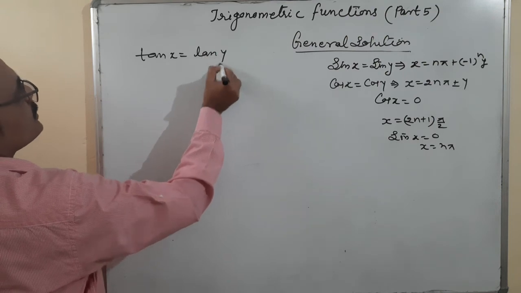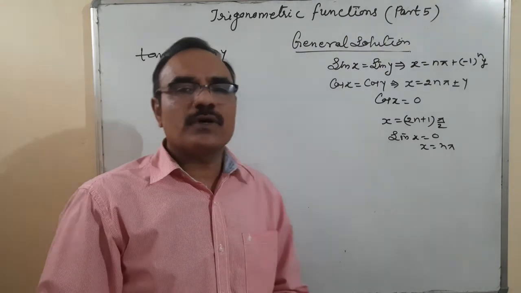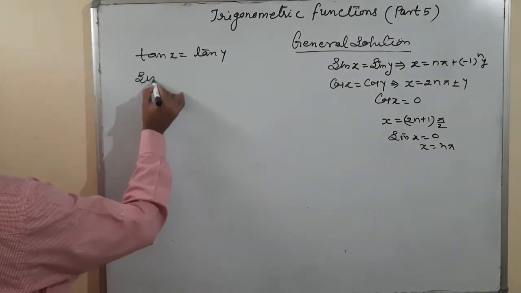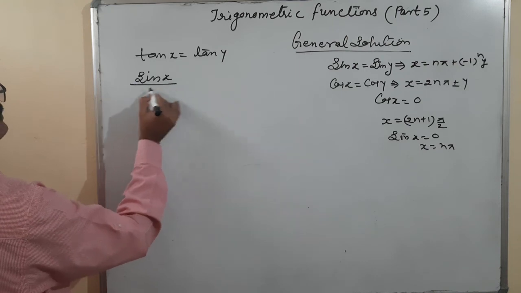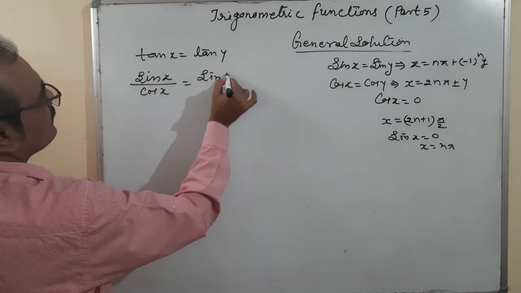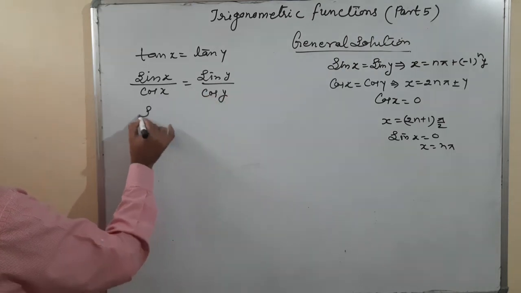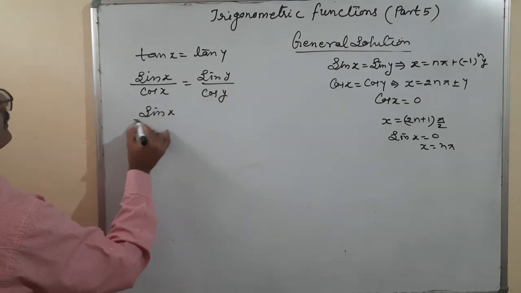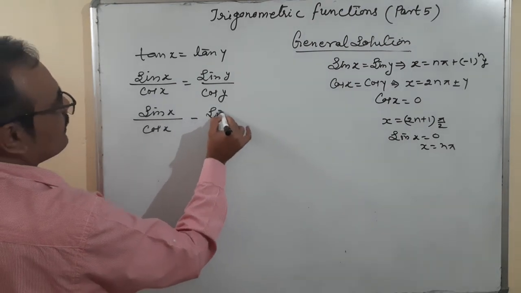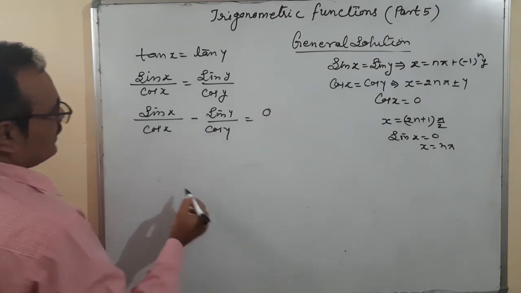Now let us see the general solution of tan x is equal to tan y. We don't have a formula for tan C minus tan D, so we'll convert it into the form of sin upon cos. Sin x upon cos x is equal to sin y upon cos y. Sin x upon cos x minus sin y upon cos y is equal to 0.